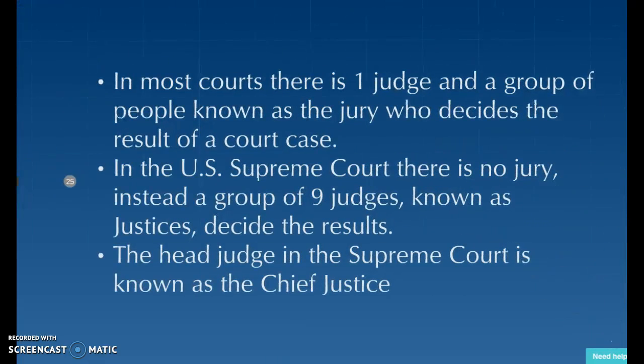In most courts, there's just going to be one judge and then a group of people known as the jury, and that's going to be kind of the way that they decide a court case. However, in the U.S. Supreme Court, there's no jury. Instead, it's going to be a group of 9 judges known as justices, and those are the people that are going to decide the results of the case. The head judge in the Supreme Court is going to be known as the Chief Justice. So that's the head judge of that group of the Supreme Court. We call them the Chief Justice.